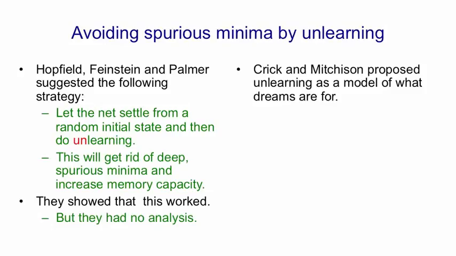Francis Crick, one of the discoverers of the structure of DNA, and Graham Mitchison proposed that unlearning might be what's going on during REM sleep, that is, rapid eye movement sleep. So the idea was that during the day you store lots of things and you'll get spurious minima. Then at night you put the network in a random state, you settle to a minimum, and you unlearn what you settled to. And that actually explains a big puzzle.